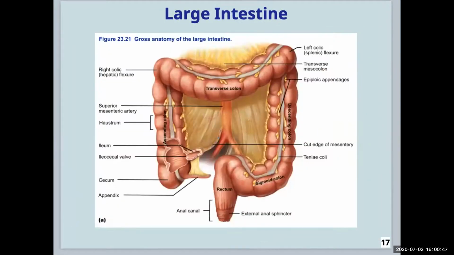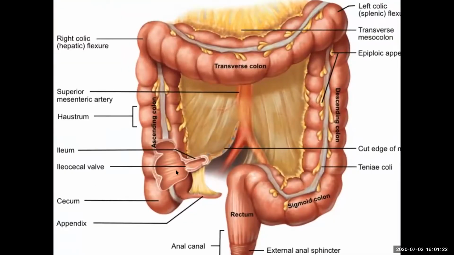Time to move on. Now the large intestine. As you move from the small intestine into the large intestine, the last part of your small intestine is the ileum. Between the ileum and the large intestine is a valve called the ileocecal valve. Here it is. After the ileocecal valve, you've reached the first part of your large intestine, known as the cecum. The cecum is sort of a dilated part of your large intestine. From the cecum extends the appendix.